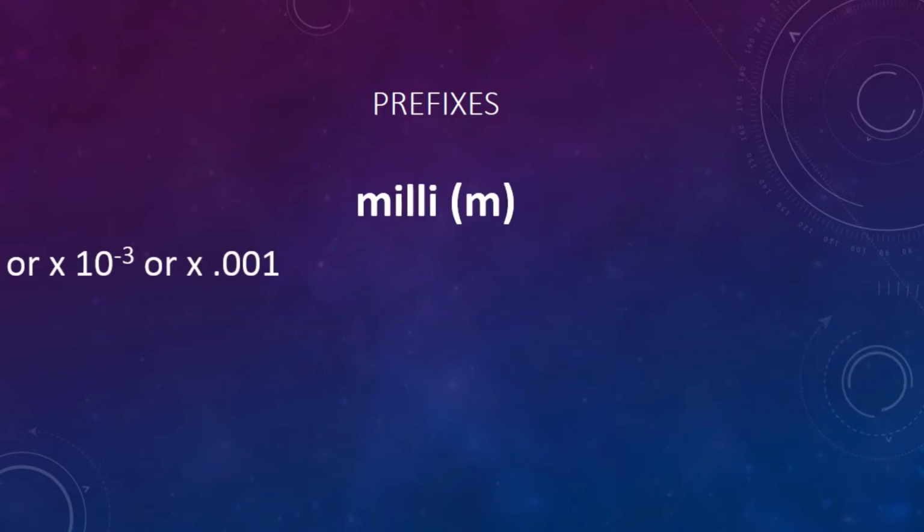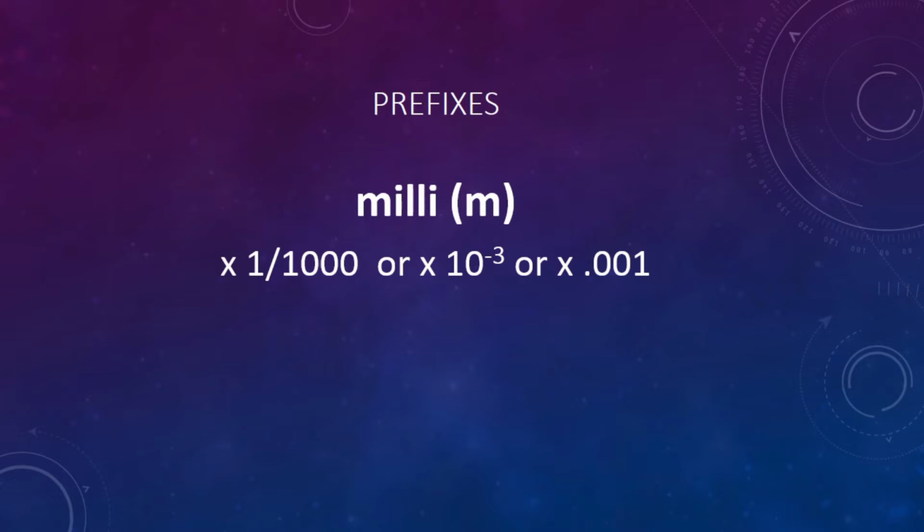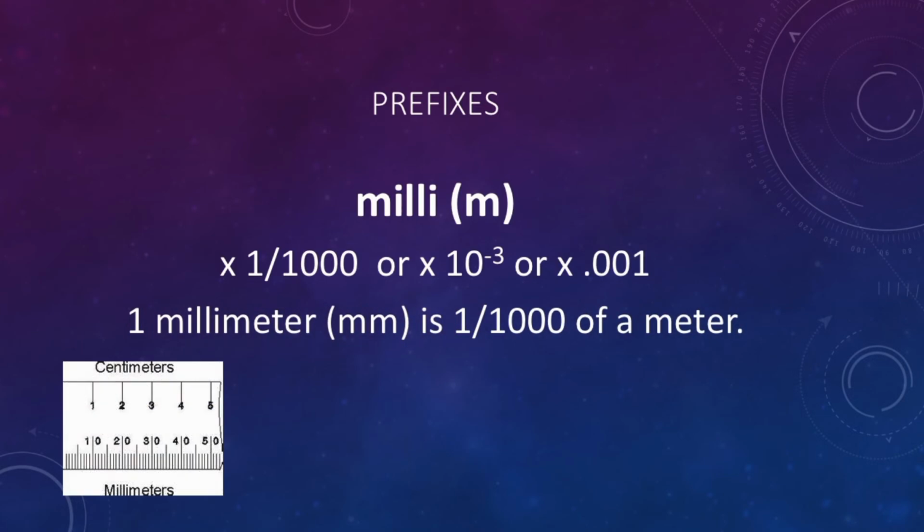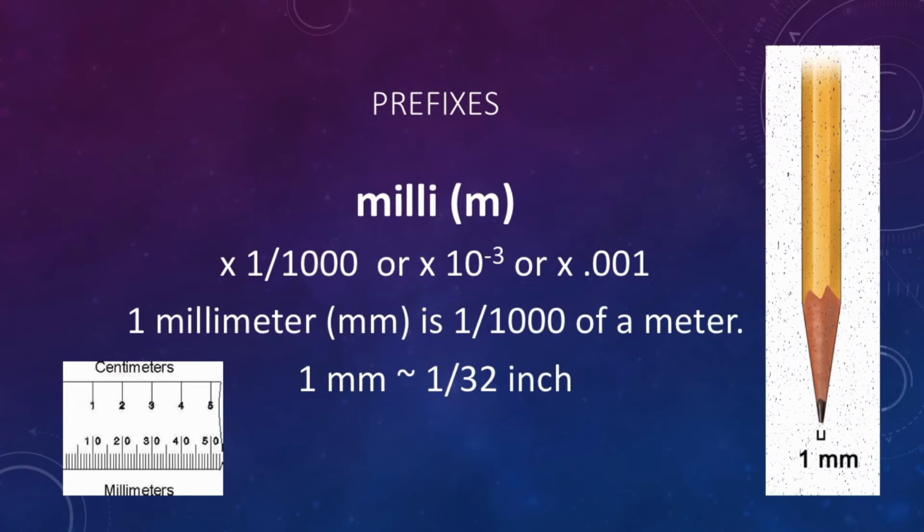The next prefix is milli, which means 1/1,000th, or times 10 to the minus 3, or times 0.001. A millimeter is 1/1,000th of a meter, or 1/10th of a centimeter. A millimeter is about 1/32nd of an inch, or the width of a regular pencil lead.